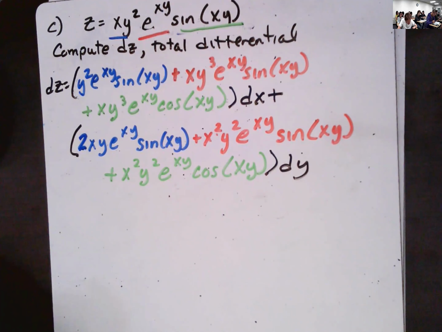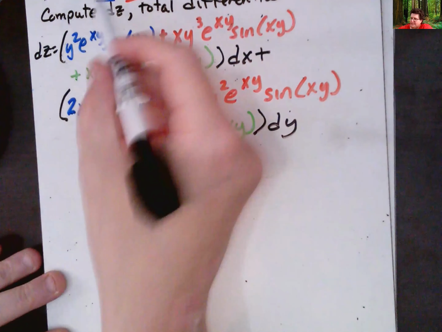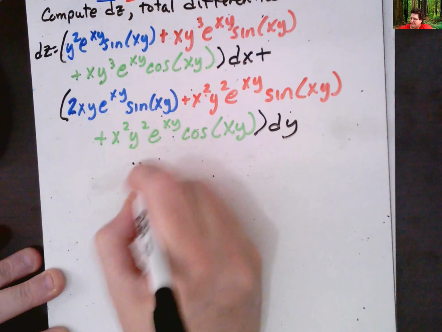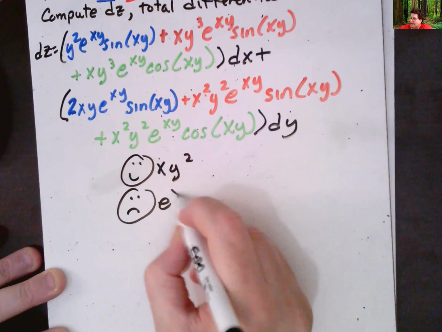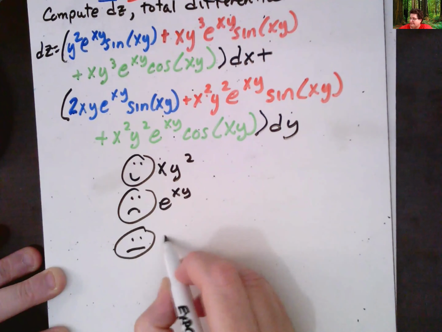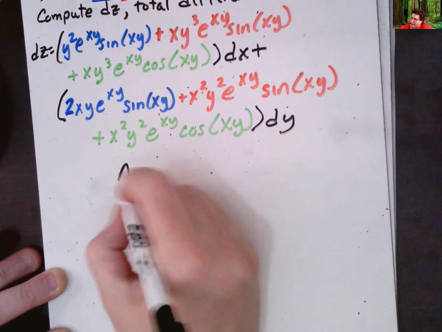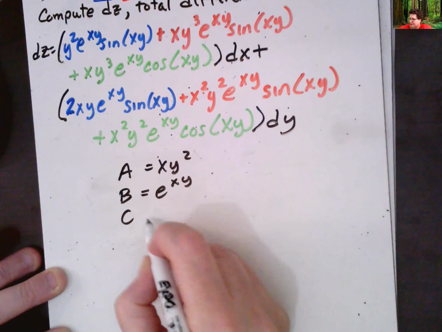Can you go over again how you did those product rules so quick? Yeah, the way I do product rules, effectively, if I say A is x squared, no, forget it. We're not using A. Smiley face is xy squared. Frowny face is e to the xy. And flat face is sine of xy. Nope, that's too much work. I don't want to draw faces each time. We're doing A, B, and C. As much as I want to use them, it's tedious when you're doing it a bunch of times.